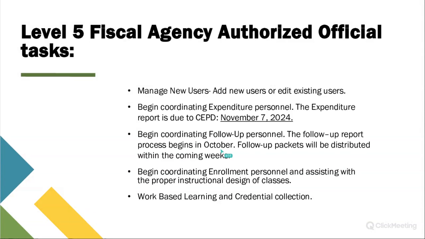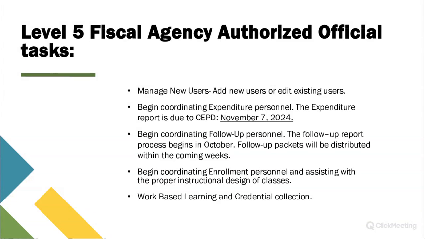So we left off on the follow-up personnel. The fourth bullet is to begin coordinating your enrollment personnel. As I stated, there's no longer fall data entry submission, but you want to make the processes and make sure that all of the information is getting put into the system and instructional designs are created. All of that information is put in for the spring, and that's 2025.